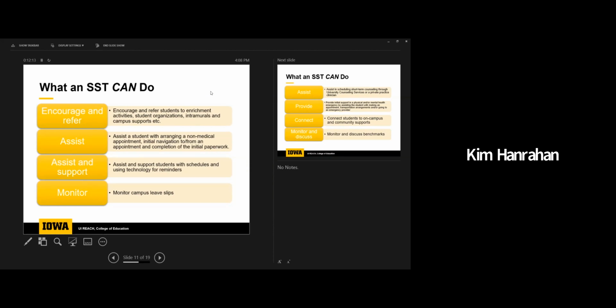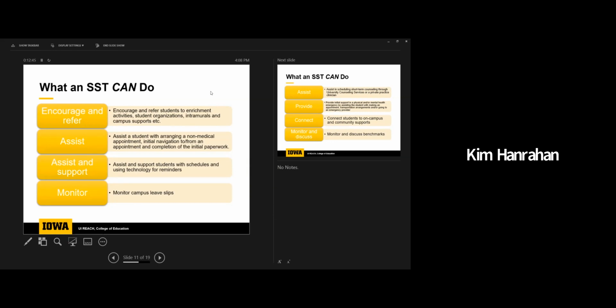We can help with non-medical appointments. We can help with navigation or completion of initial paperwork, very basic, as long as the student has that information at hand or it's available to us. We can support students with their schedules and use of technology. So in that first couple of weeks, we're really introducing students to the concept of their day-to-day schedules on their Outlook calendars, either on their phones or computers or whatever device they're utilizing. So we can do that.